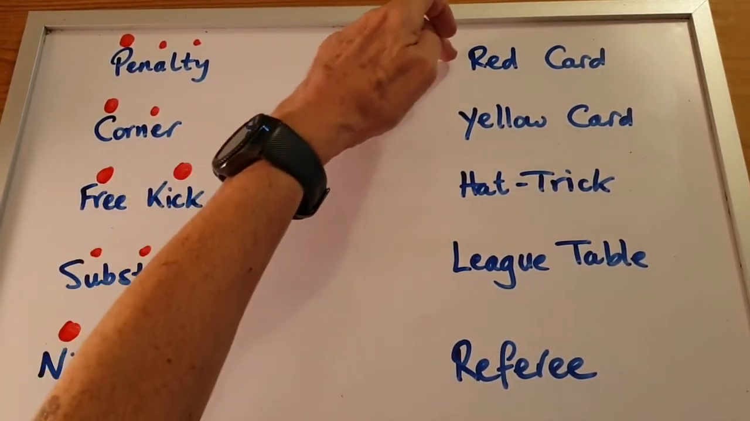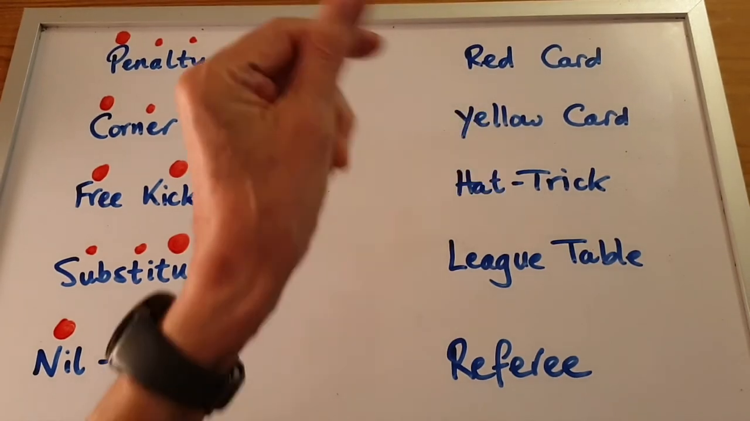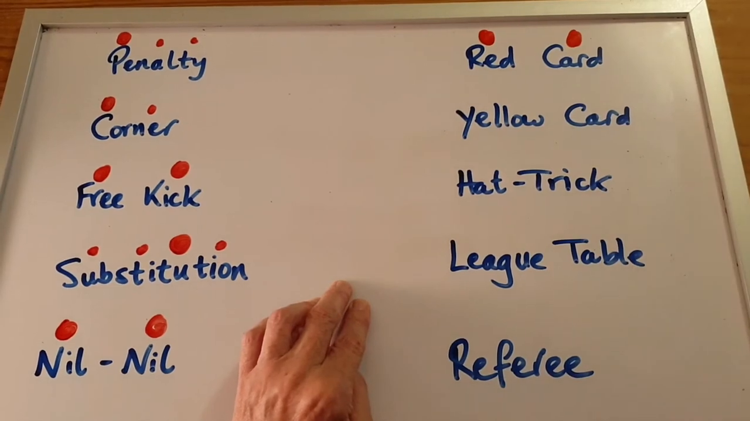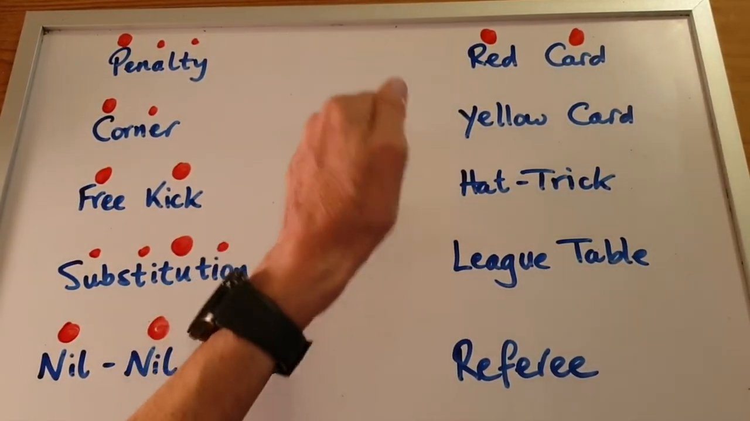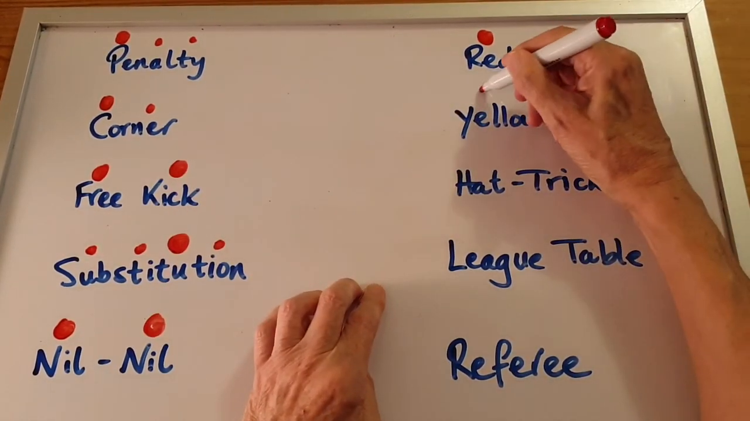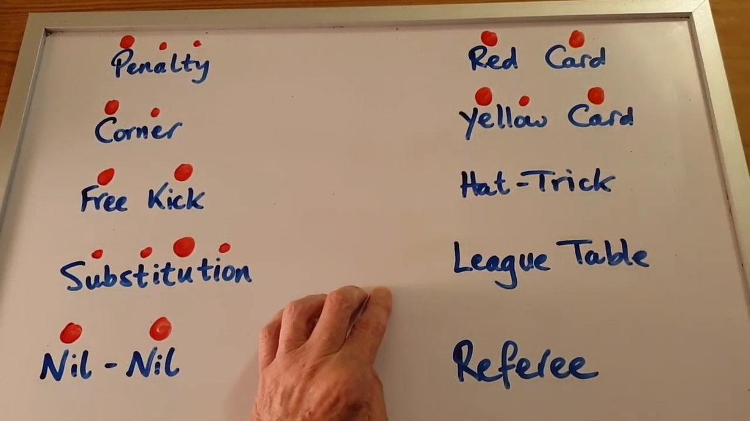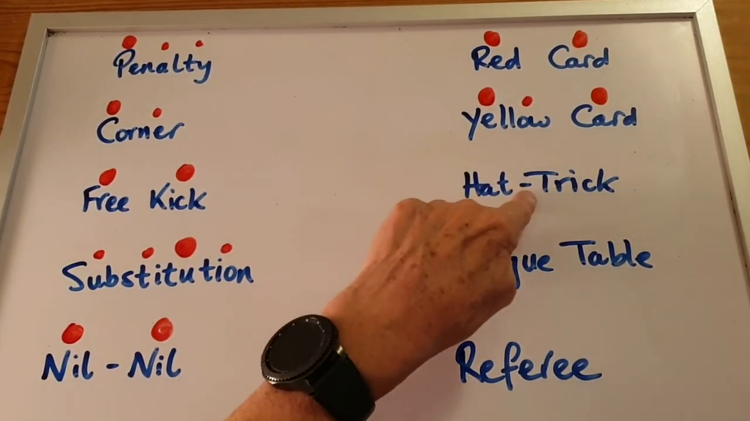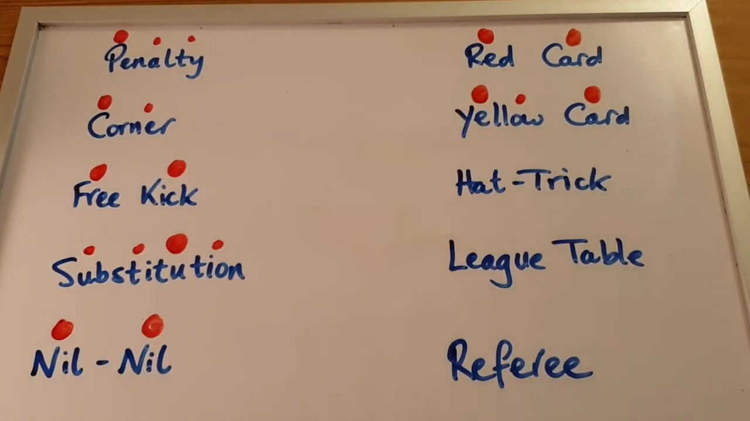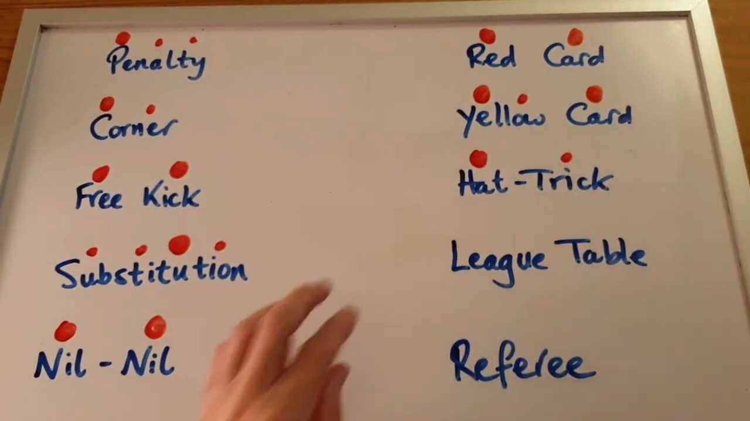It's the same idea with red card. One syllable for red, one syllable for card, red card. The next one, yellow card, two syllables, yellow, yellow card. So, main stress on yellow, yellow card. Next one, a little hyphen in the middle. Typically, hat-trick, stress on the first syllable, the main stress, hat-trick.